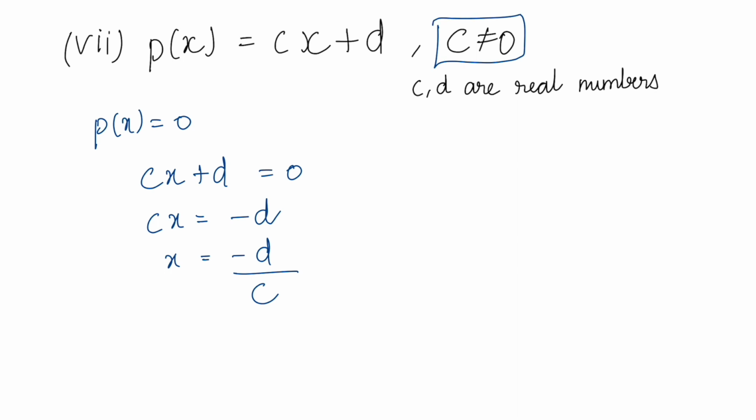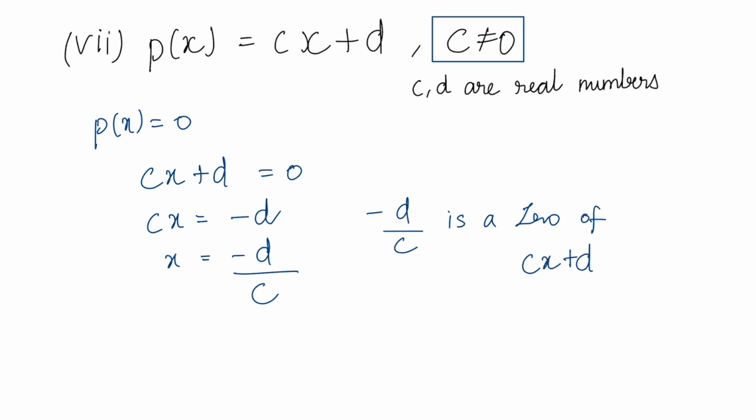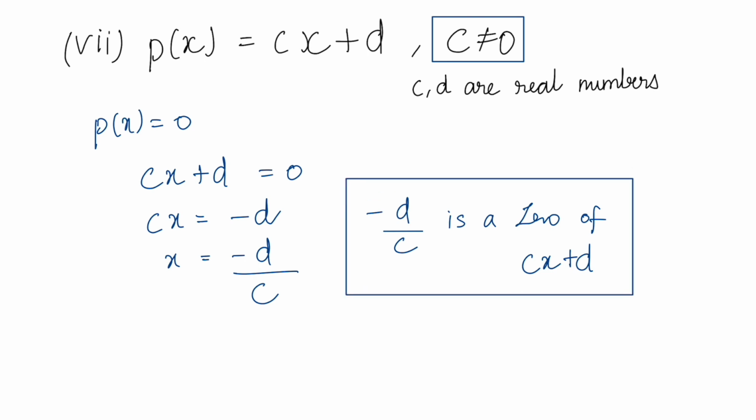Why is that relevant in this case? c is not equal to 0 because if you are dividing a number by 0, that gives you an undefined number. Okay, so that is not preferable. So they have given that c clearly is not equal to 0 and c and d are real numbers. Okay, so minus d by c is a 0 of cx plus d. Okay, so that is the answer to this subdivision.